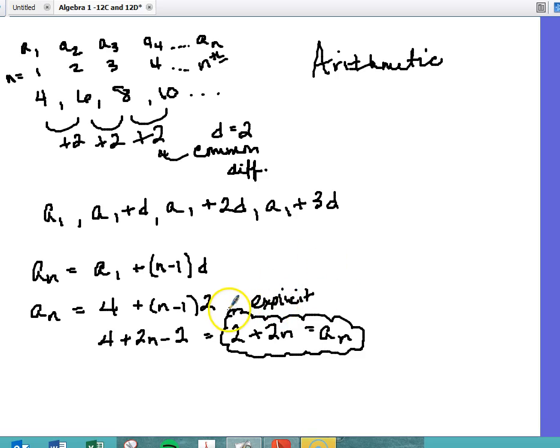Now, recursive is always based on a previous term. What we just saw is based on the position of that term in the sequence. Recursive is based off of the previous term.